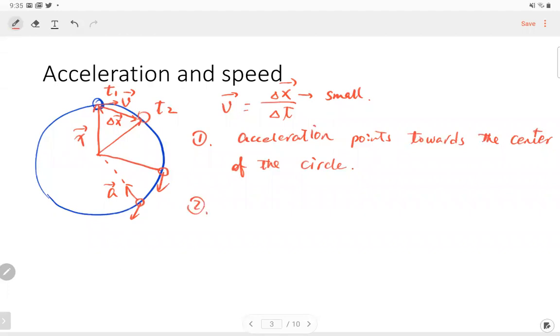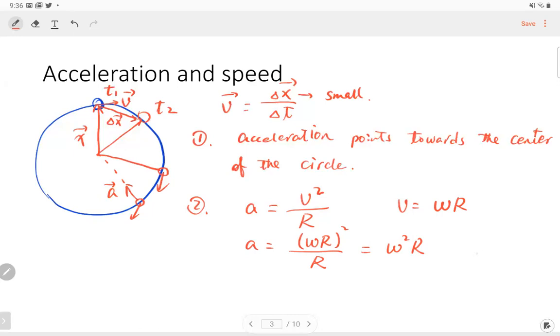The second one, the magnitude of acceleration. The magnitude of the acceleration depends on the linear velocity. This one will be equal to the linear velocity squared over the radius. Okay, this is very important. And we know the linear velocity is equal to angular velocity times r. So we can replace the linear velocity with angular velocity, that will be omega r squared over r, then we have omega squared times r. So you will find that if the velocity increases, then the acceleration will increase, and the increasing trend is parabolic.